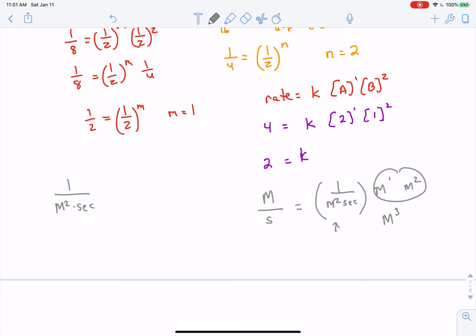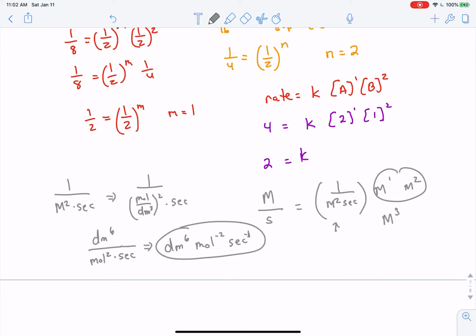And now you have to expand that out. So molarity squared is 1 over moles per decimeter cubed, squared, times seconds. And when it's in the denominator, you have to flip it to the top. So this ends up being decimeters to the 6th over moles squared times seconds, which then is written in one line as decimeters to the 6th, moles to the -2, seconds to the -1. You don't have to write it in that order. You can write moles first. It doesn't matter, but that's your unit.